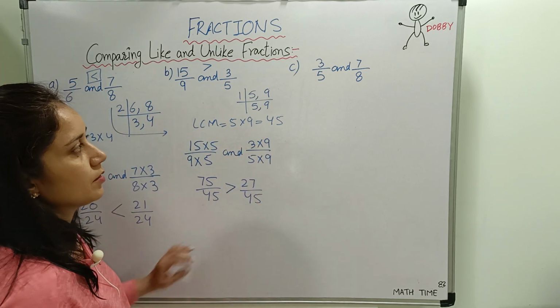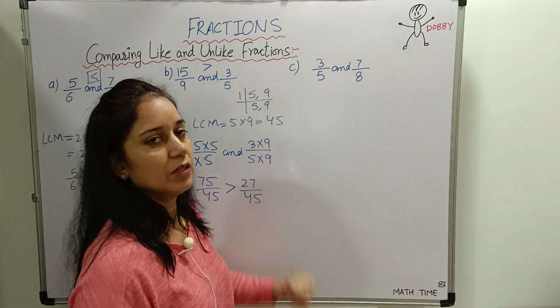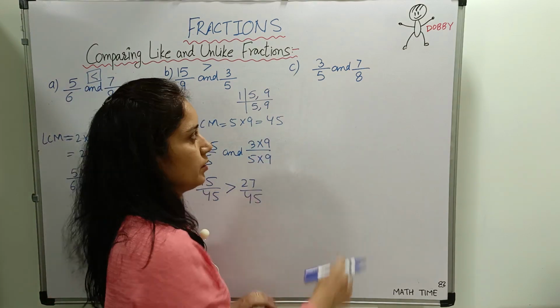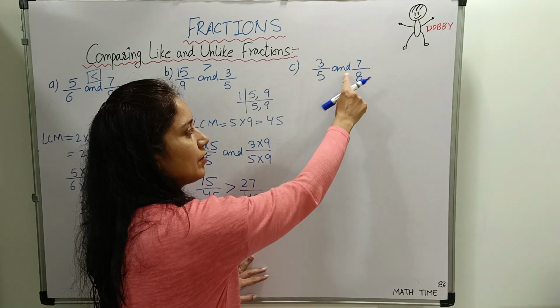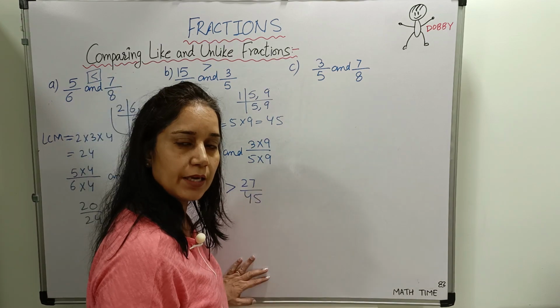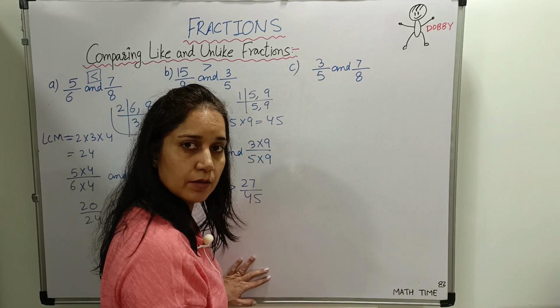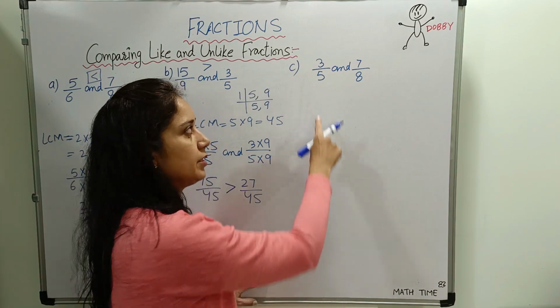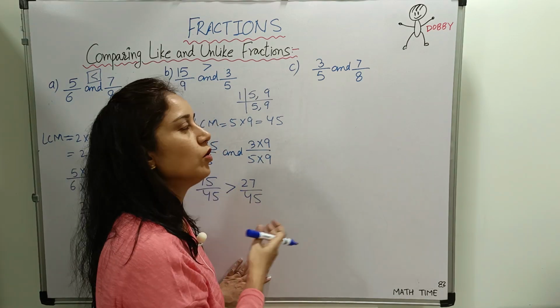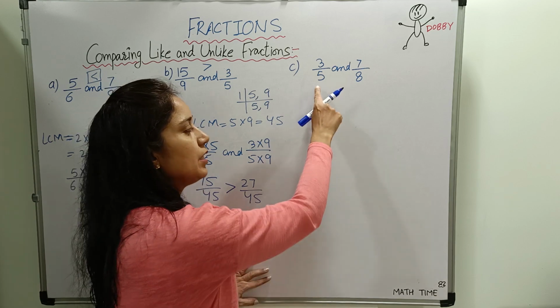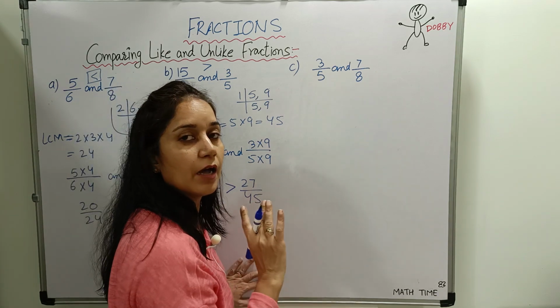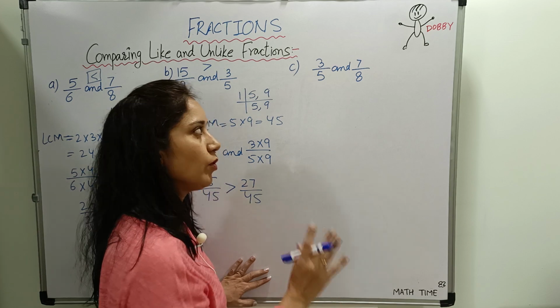Going to the next, 3 upon 5 and 7 upon 8. Compare the denominators. Can 5 be turned as 8? No, we cannot go mentally. Is there a common table? That also now we are going to check. Is there a common table in 5 and 8? No common table. That means 5 and 8 have their product as the LCM.